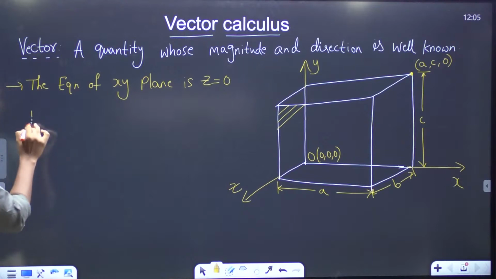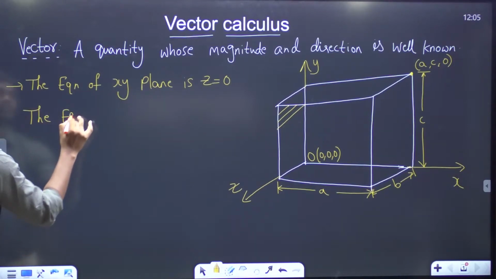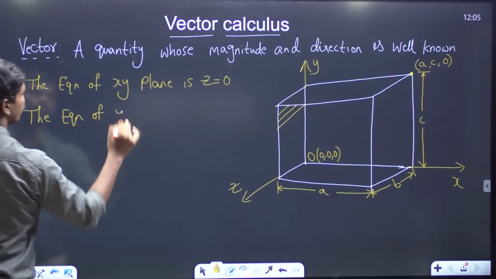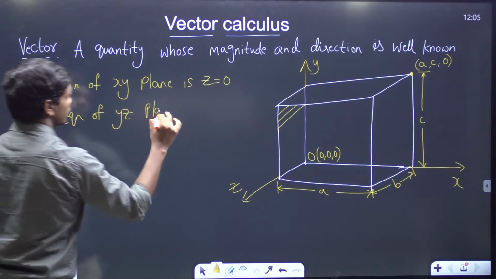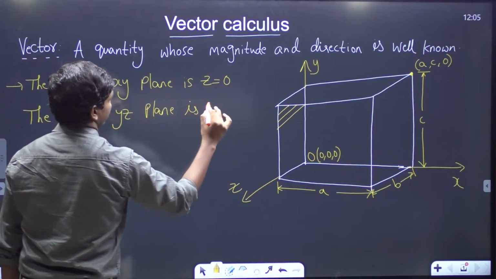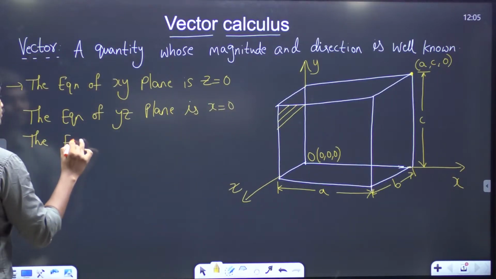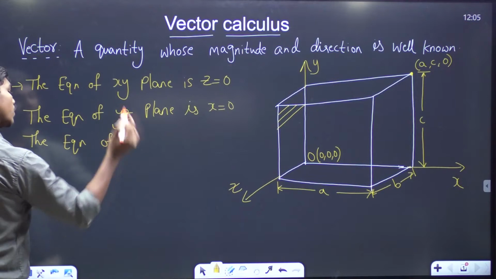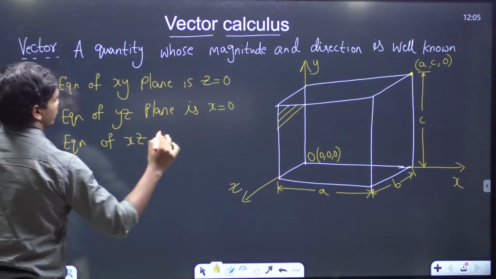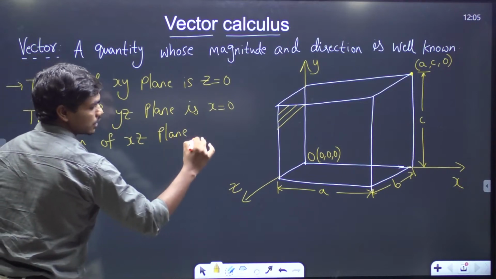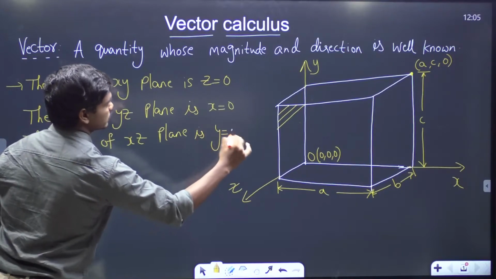Next, similarly, what is the equation of the yz plane? The equation of the yz plane is x is equal to 0. Similarly, the equation of the xz plane is y is equal to 0.